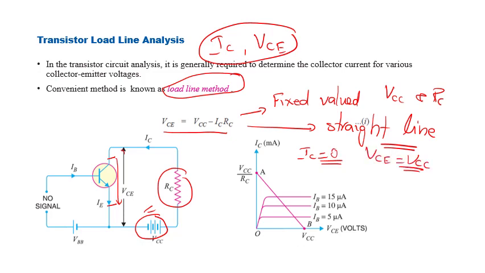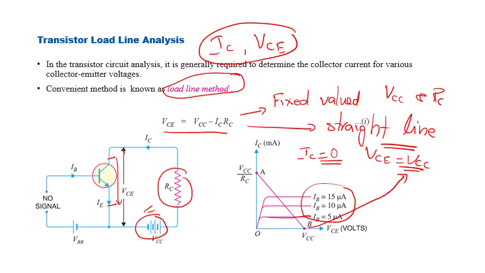In the output characteristics curve, if you are plotting between VCE and IC by fixing different IB values, by keeping the input base current constant and just varying the output voltage and current, we will get a curve like this. This is called the output characteristics. So in the output characteristics, one endpoint will be this one.